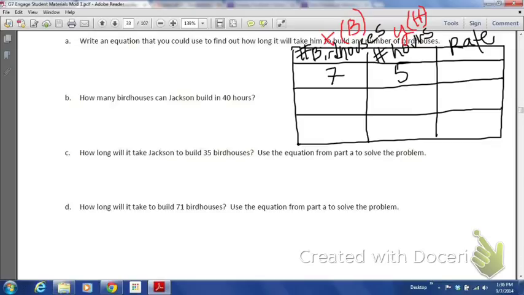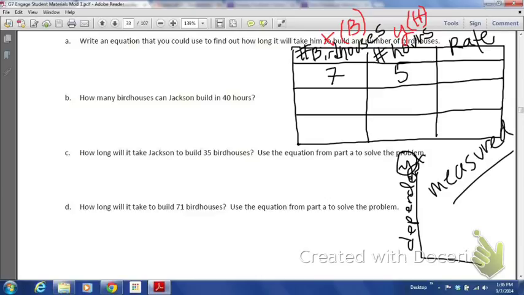But I will tell you one thing that I have learned in the past and have recommended, is that you use the y-axis as your dependent variable, of course, and that is what it always is, the y. But also, as the dependent variable, it is usually the variable that is measured. And in this case, to be honest, 7 birdhouses, that's a measurement, that's a number of birdhouses.